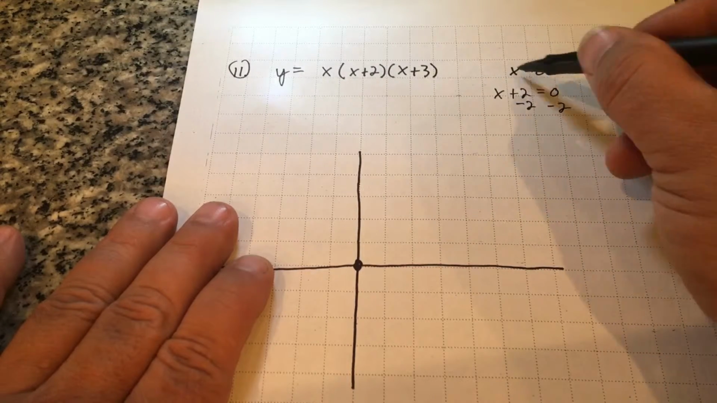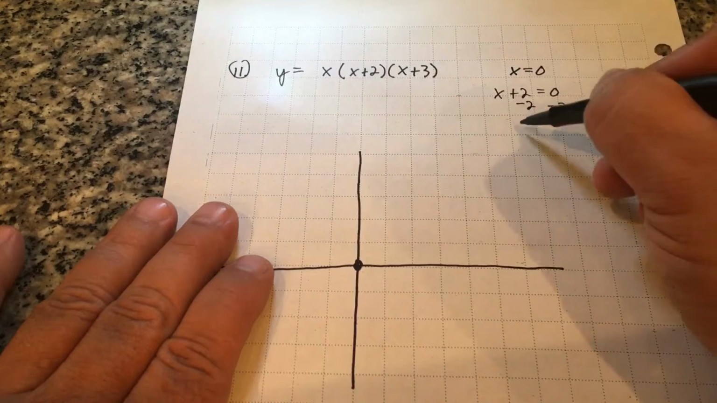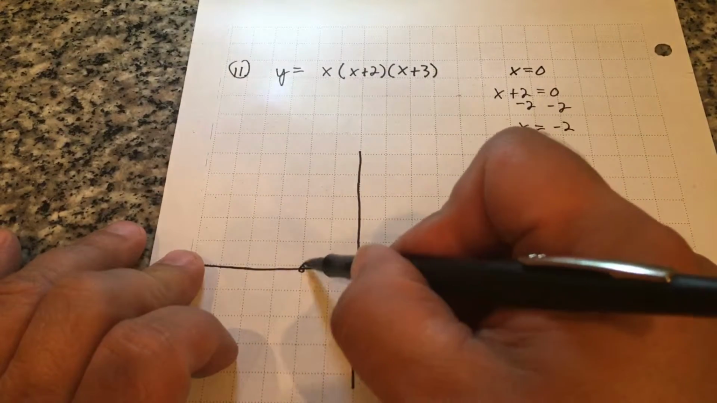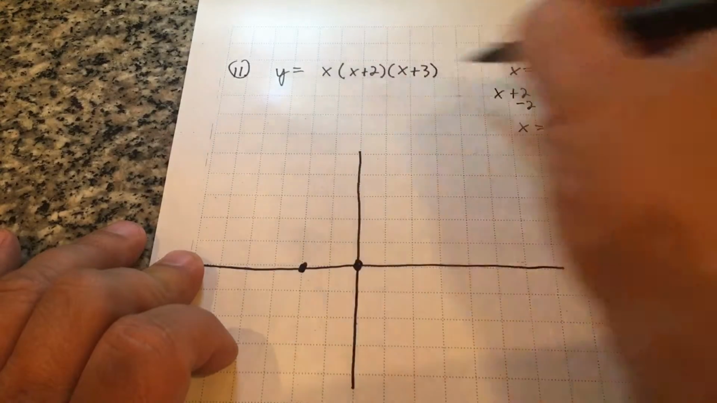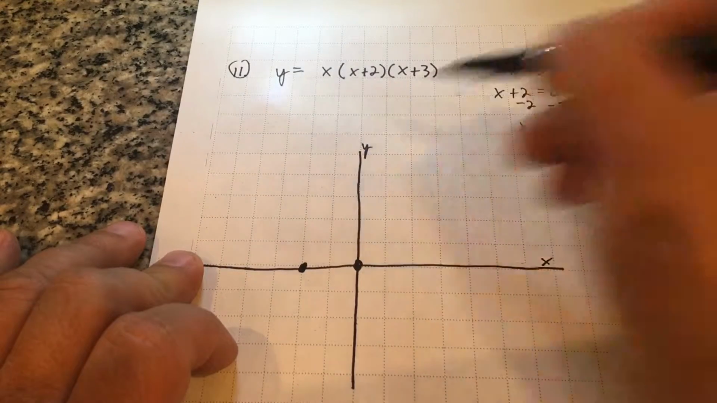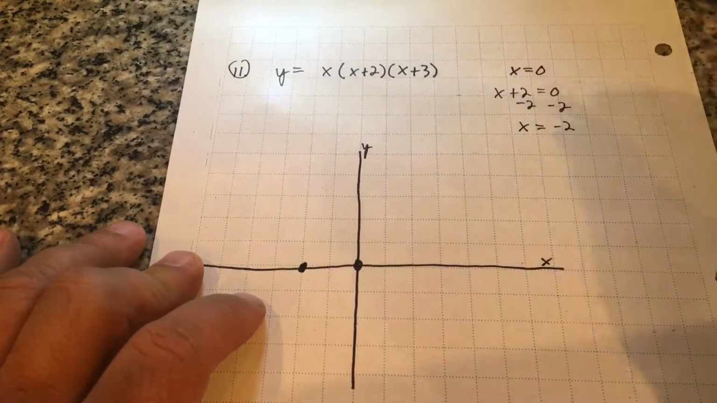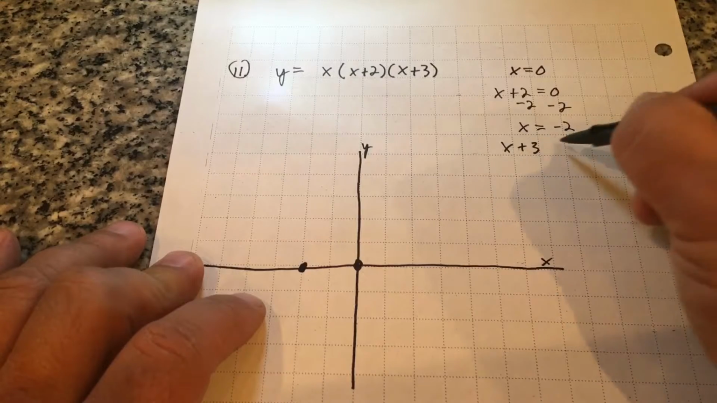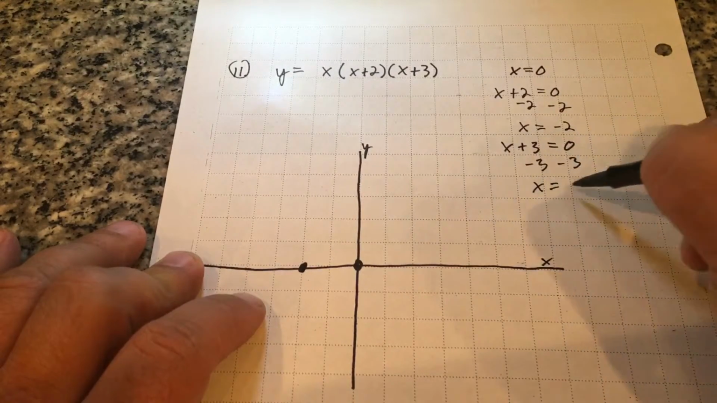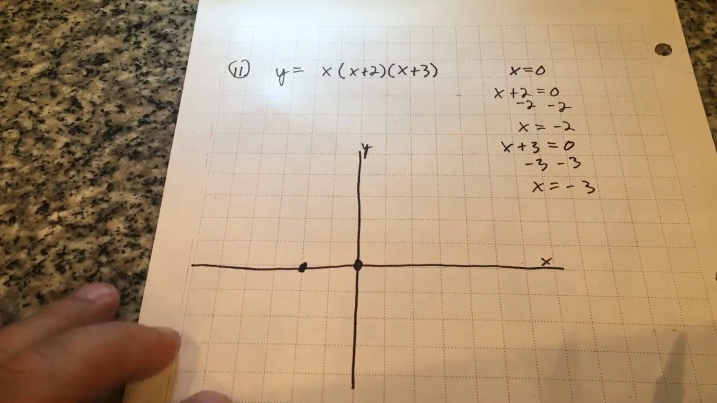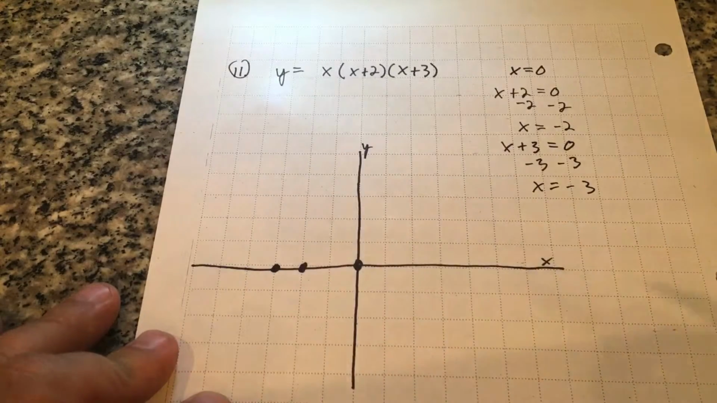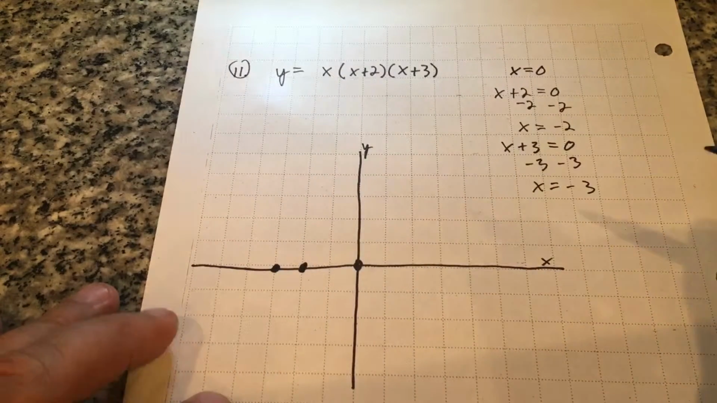So I take that factor, x plus 2, and I set it equal to 0 and I solve it. Notice I didn't have to solve that one. It was already solved. This is going to give me x equals -2. That means at -2, this graph goes through the x-axis. Now I set this last factor, x plus 3, equal to 0, and I solve it. And that gives me x equals -3. So another zero is -3, and it goes through the x-axis at -3.